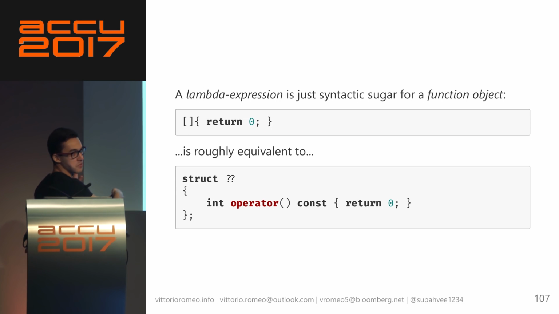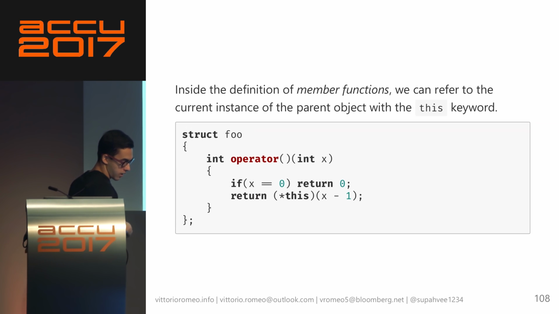I implicitly deduced it in the slide, but this is generated as auto. So inside the definition of a member function, when we are in the context of a struct, we can refer to the current instance of the parent object by using the this keyword. So if we are inside foo, and we have this very stupid linear recursion, we can refer to ourselves by saying this. And this keyword here refers to the current instance of the struct that we're using.